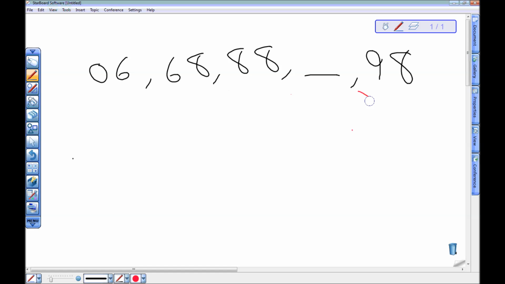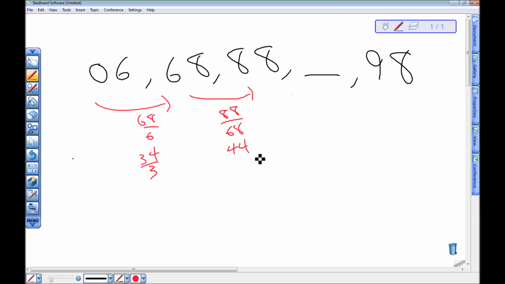What about multiplication? Well, to get from 6 to 68, I would have to multiply by 68 sixths, which is 34 thirds, I guess. To get from 68 to 88, I'd have to multiply by 88 sixty-eighths, which is 44 thirty-fourths. That does not look like it's going to be fruitful. So it doesn't look like multiplication.